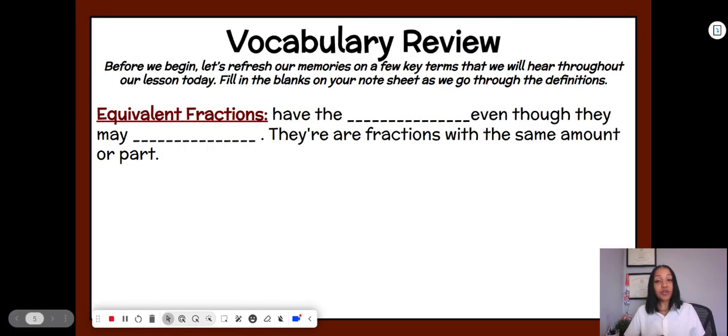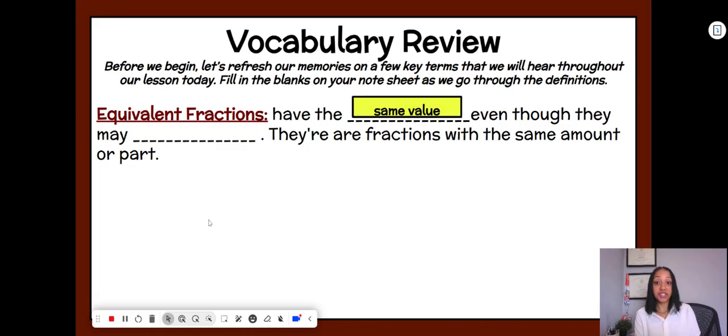To start, let's do a vocabulary review. We've been working with fractions for the last 2 days, and it's important to refresh your memory of what each term means so that when we're hearing it, we know exactly what we're talking about and we can use it efficiently. So to start, we're going to look at equivalent fractions.